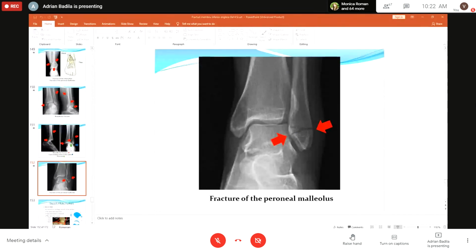It's a simple one, I think, as diagnosis, but also as treatment. Peroneal malleolus fracture. Yes, very good. It's a simple one or a comminuted one? It's simple. With displacement or without displacement? I think it's without displacement. Without any displacement. What do you indicate as a treatment?